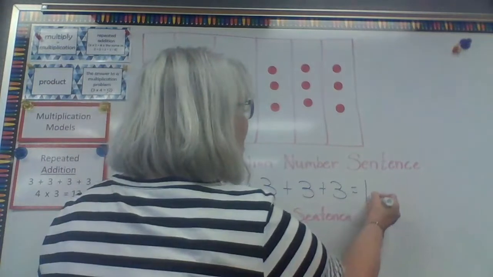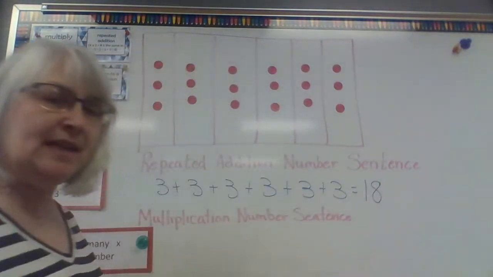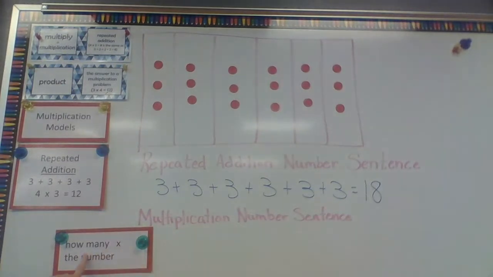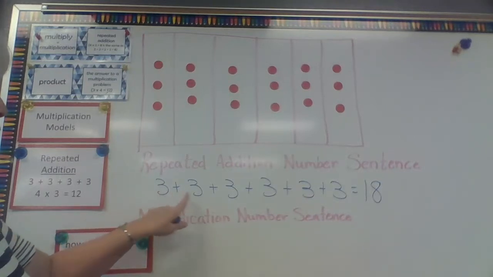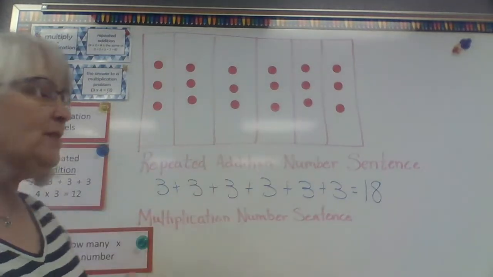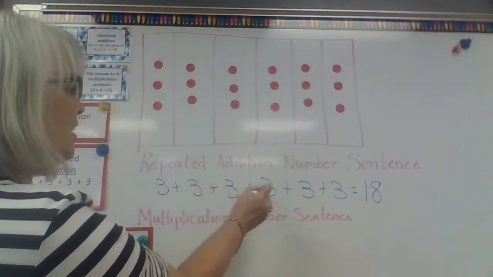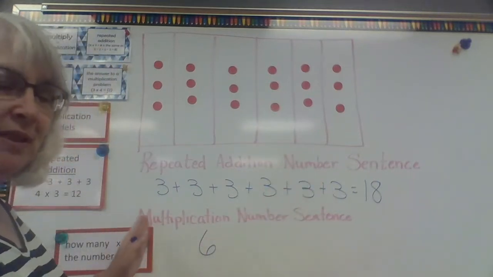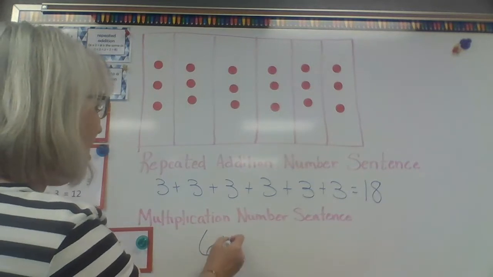So how many counters in all? 18. Now let's do this as a multiplication number sentence. So when we're doing that, this is what we need to do. First of all, how many times did we write the number 3? How many 3's do we see? 1, 2, 3, 4, 5, 6. 6 groups, or 6 times, we see 3.